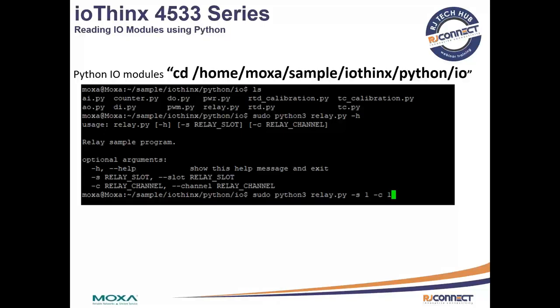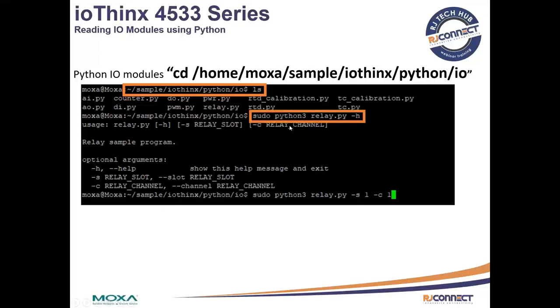Now, to run the Python script and see if it works, you navigate to the Python IO module sample code and run the module script of the IO. If you go to the sample ioThinx folder, now we're not saying C, we're saying Python IO, and then you say list. You will notice that Moxa has already developed these scripts for the users to test the analog input modules, digital output, power modules, resistance temperature detectors, and so forth. In this example, we run the relay modules.